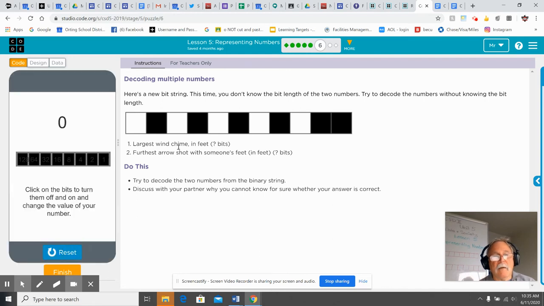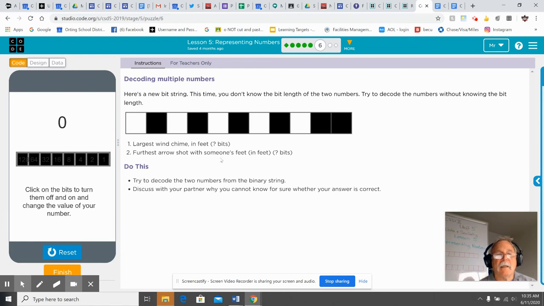And we'll do it for the furthest arrow shot. Oh, with someone's feet. I'm sorry, shot with someone's feet. That wouldn't work very well, would it? Furthest arrow shot with someone's foot in feet. Okay, first of all, number of bits. What was the answer you got for that? It should have been 20.